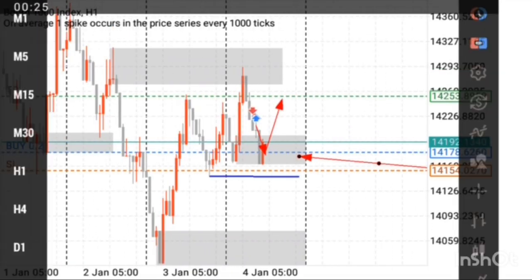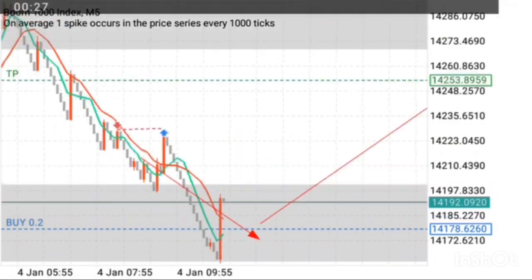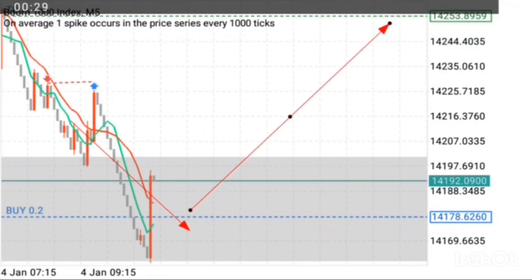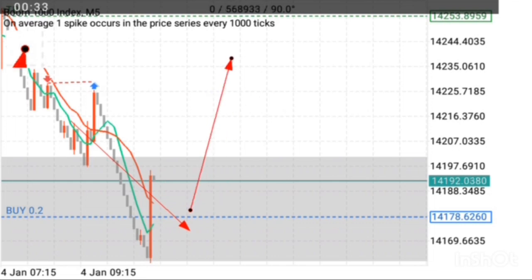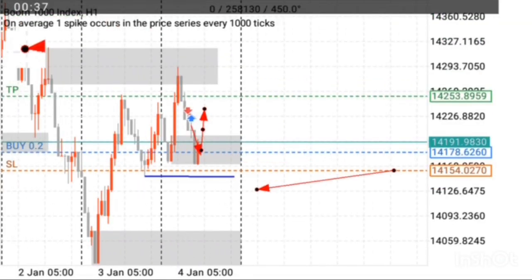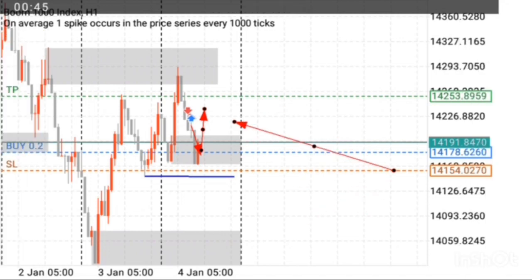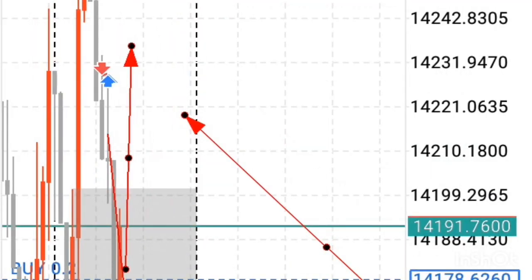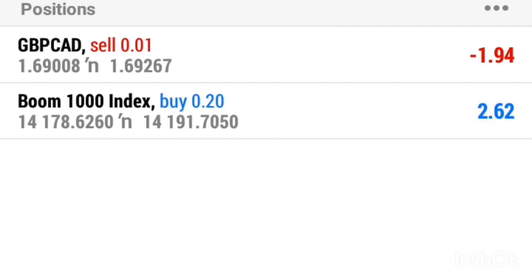Let me go on my lower time frame to show you. Let me go on my 5 minute time frame. This is where we made our entry and the market spiked up. We're expecting more spikes to the upside. So our stop loss is just here and our take profit is right here. This spike is very, very fast. Spike is always very, very fast. Let me show you my small profit, guys. My small profit, $2.6.